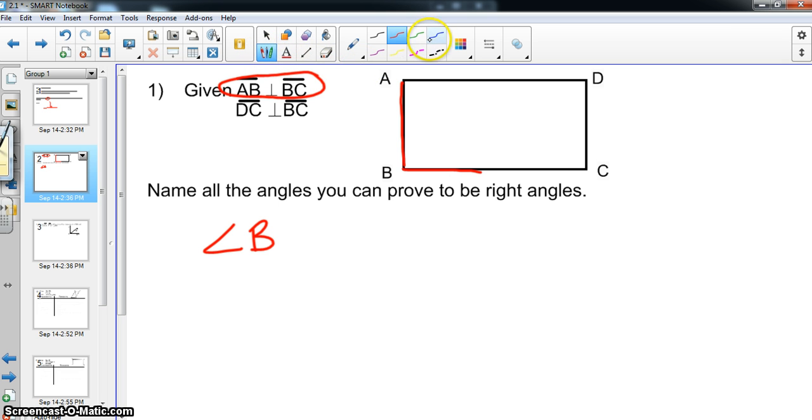Based off of the second given, saying that DC and BC meet together, we could say that angle C is a right angle. Those are the only two angles based off of the given information we could say are right angles.